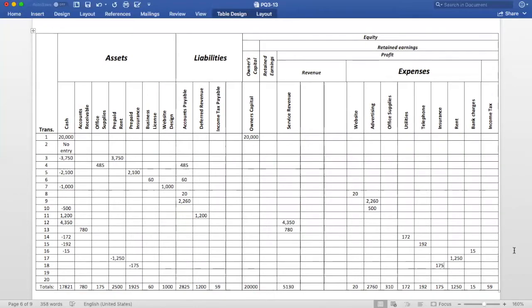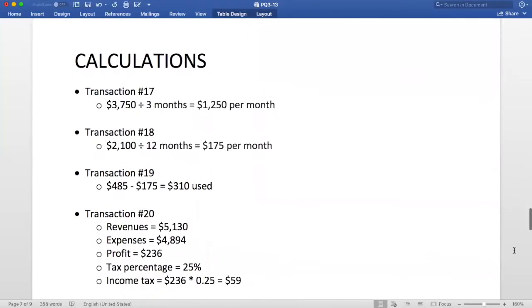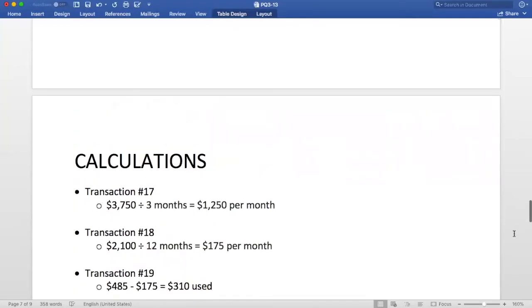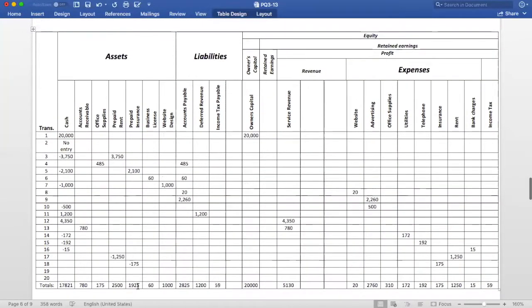Number 19, at the end of the month, $175 of supplies was remaining. Originally, we had $485 worth of supplies, and since $175 is remaining, we can assume that $310 worth of supplies was used up. Office supplies will decrease by 310, and supplies expense will increase by the same amount.